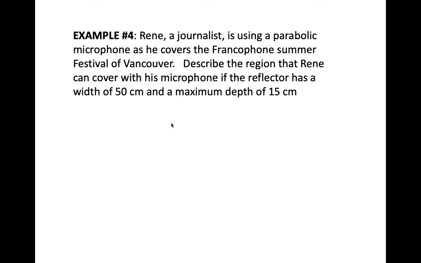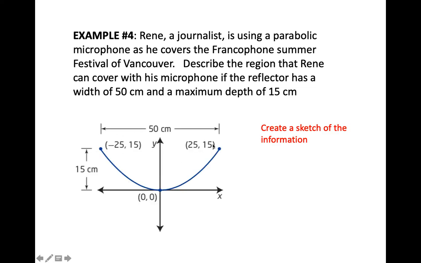If we think about a cross section of this reflector, we're going to have like a parabolic surface that goes like this, and it has a width from here to here of 50 and a maximum depth of 15. Now I'm going to create a drawing of that one, and I'll put it on a coordinate plane. So from here to here is 50, and from here to here is 15. That gives me the ability, by putting 0, 0 at the vertex, to actually name the points on the other side. So what I'd like to do is to create a quadratic function that describes this.